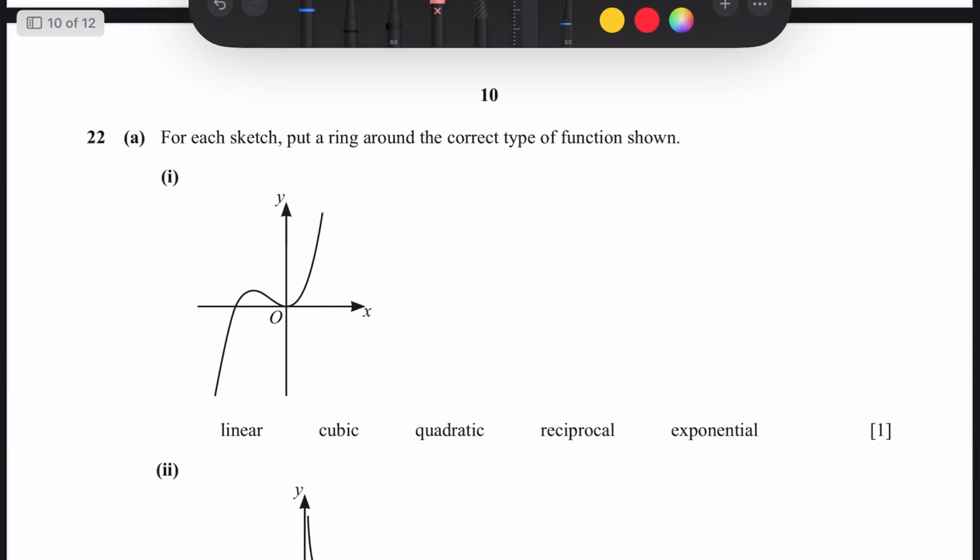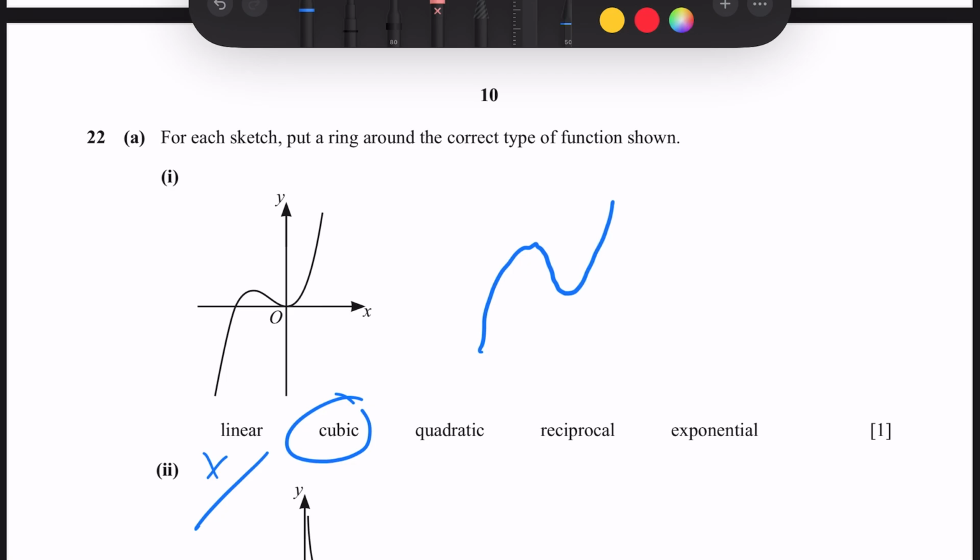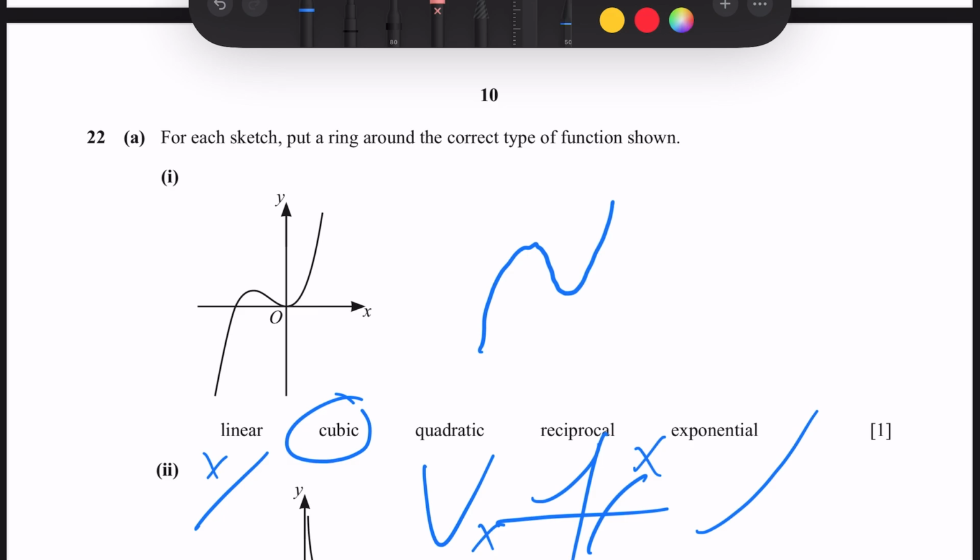So for 22a, for each sketch, put a ring around the correct type of function shown. Now since over here it turns not once but twice, this means that this is a cubic function. It's not linear because linear is a straight line. It's not quadratic because quadratic has one turn. It's not reciprocal because reciprocal is like this. And it's not exponential because exponential only goes upwards or only goes downwards. This goes up, then goes down, then goes back up. Therefore, it's a cubic.